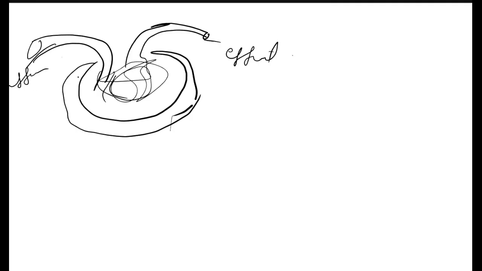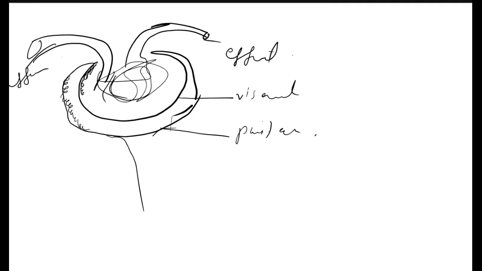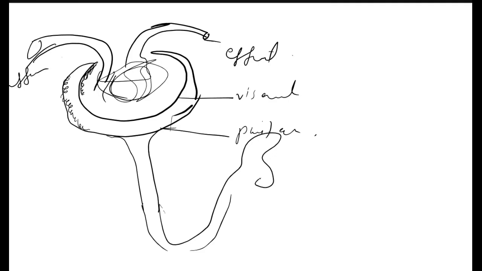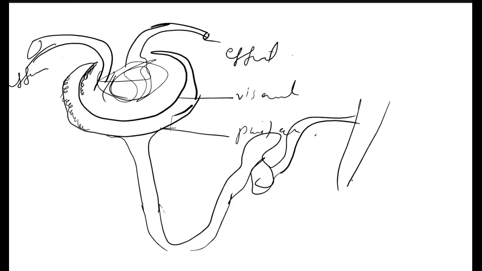Now, the inner layer of the Bowman capsule is known as the visceral layer, and the outer layer is known as the parietal layer. Visceral layer, this is the inner layer, and this one is the parietal layer. Now, this Bowman capsule continues as the proximal convoluted tubule, then the loop of Henle, then the distal convoluted tubule, and finally the collecting duct.